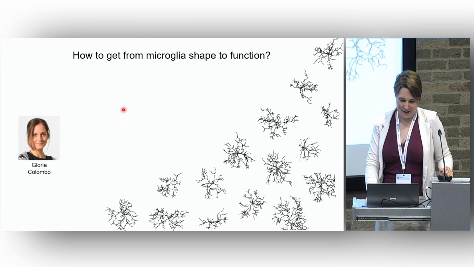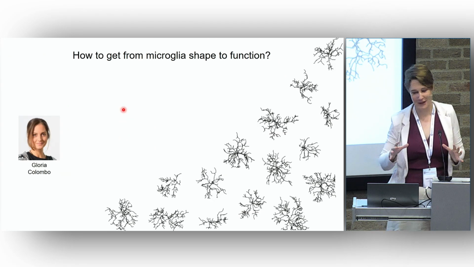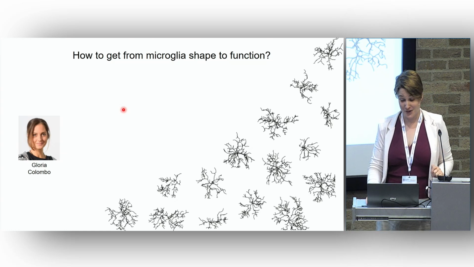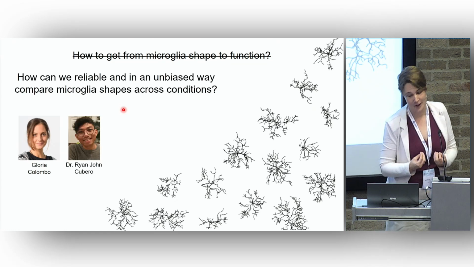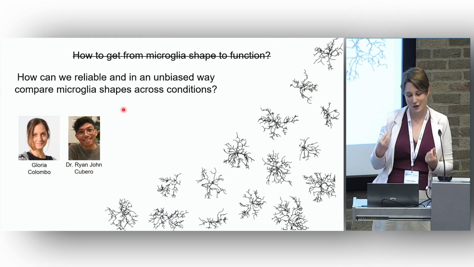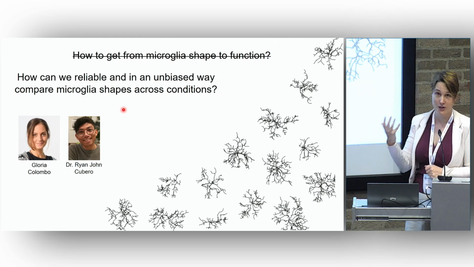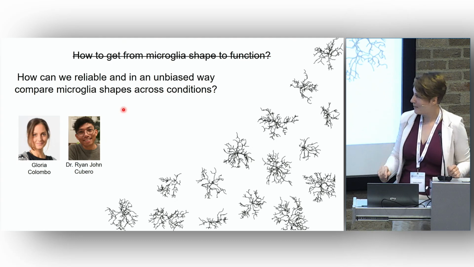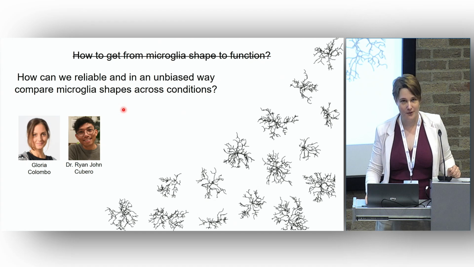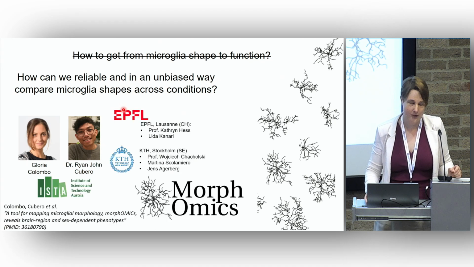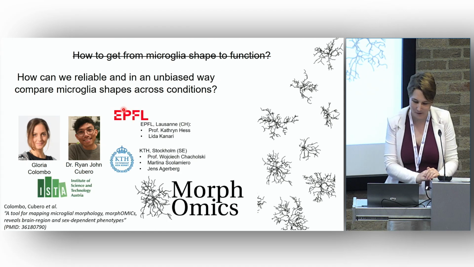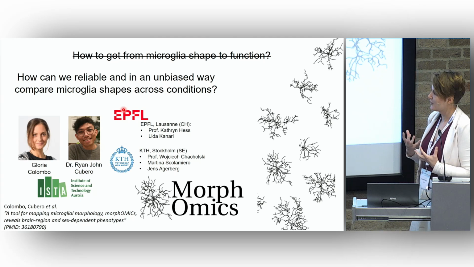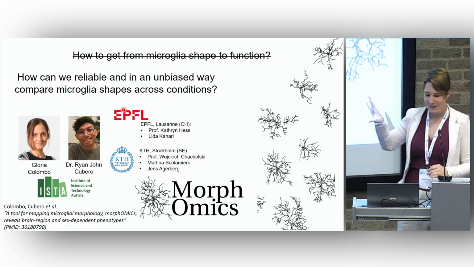At that point, we were like, we have to step back. We cannot yet answer the question of how to get from microglia shape to function, and we should rather think about how we can reliably and in an unbiased way compare microglia shapes across conditions, starting at the adult. That was the time when my postdoc Ryan joined the project, and we worked together with our collaborators at the EPFL and KTH, two mathematical teams, to identify a strategy which we then called morphomics.